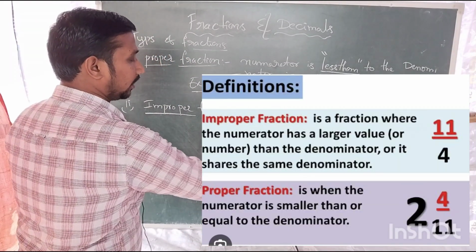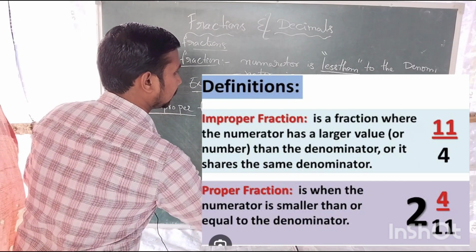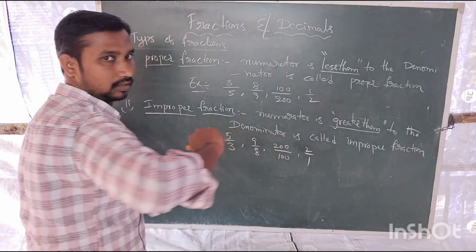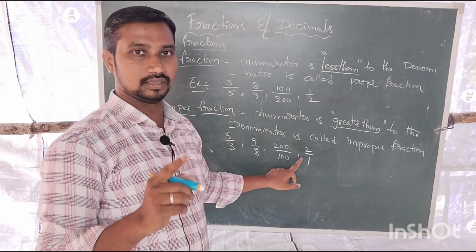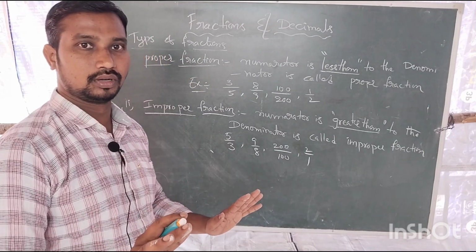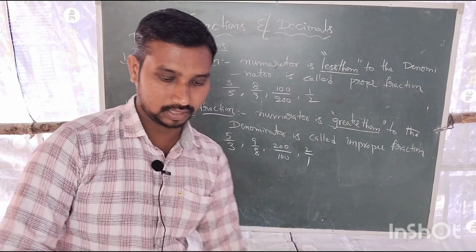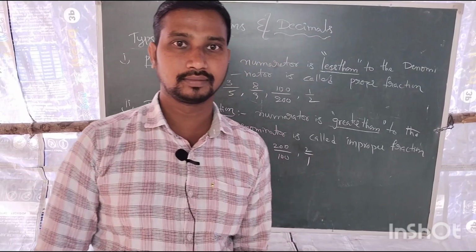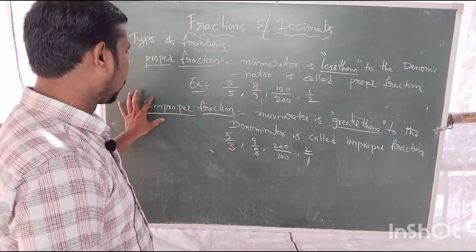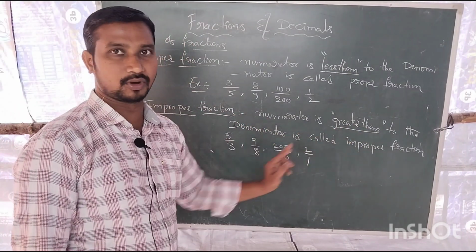For example, reverse of these fractions: 5 by 3, 9 by 8, 200 by 100 and 2 by 1. Remember this, 2 by 1 is nothing but 2. 2 by 1 means only 2 only. Okay children? So it is the improper fraction, children. Numerator is greater than the denominator is called improper fraction.